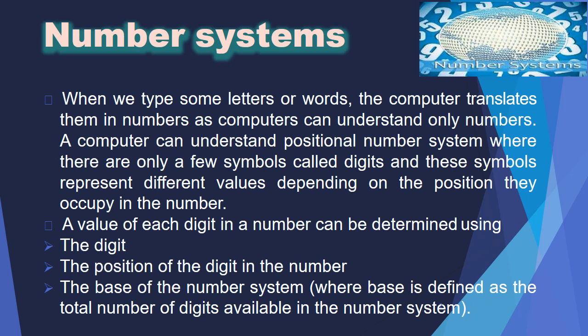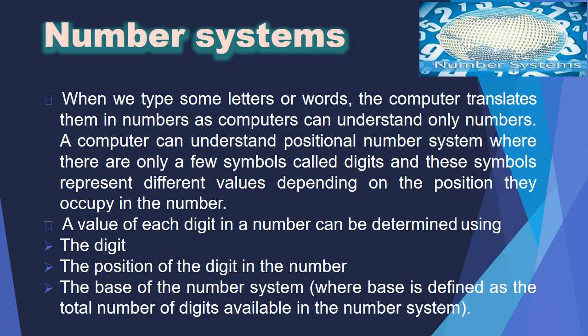The different number systems use different digits or symbols to represent numbers. When we type some letters or words, the computer translates them into numbers, as computers can only understand numbers, and that also in binary form. A computer can understand a positional number system, where there are only a few symbols called digits, and these symbols represent different values depending on the position they occupy in the number.